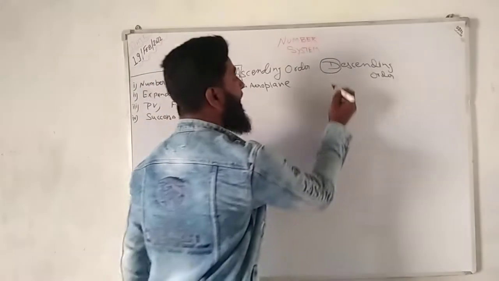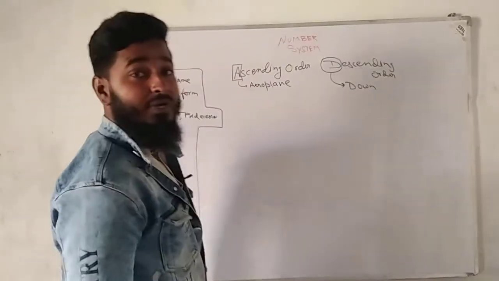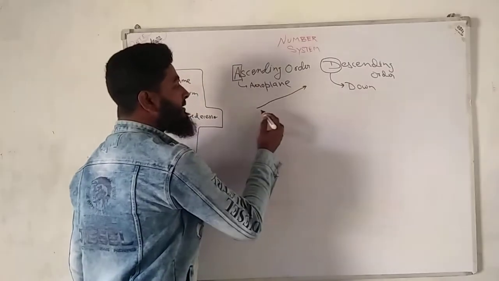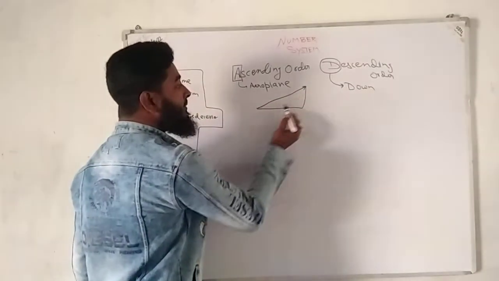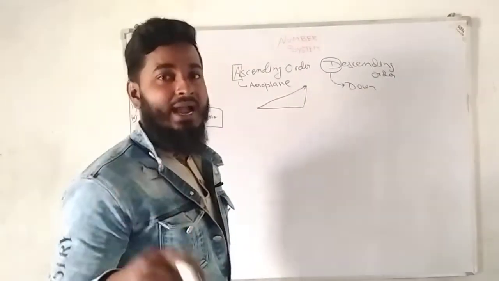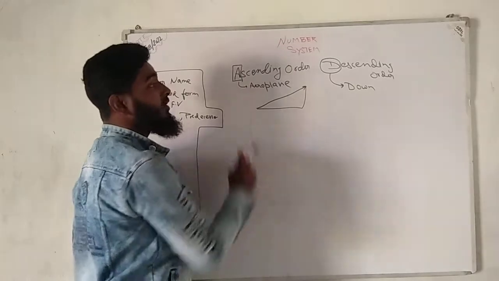D is for down. What does an aeroplane do? An aeroplane is on the ground and then it goes on top. That means छोटे से बड़ा. It is smaller first and then at height last. So छोटा पहले, बड़ा बाद में. This is ascending order. Got it?